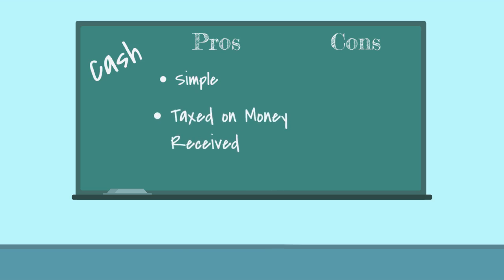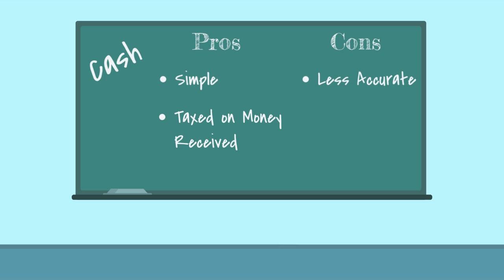Now there are pros and cons to each method. Let's go over cash basis first. A couple pros are that it's simple and you're only taxed on the money that you actually receive versus what you send out in invoices. But some cons are that it's less accurate and it doesn't really help make management decisions since you only have an after-the-fact view of financial statements.